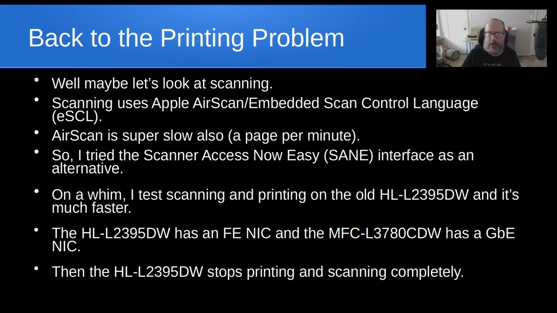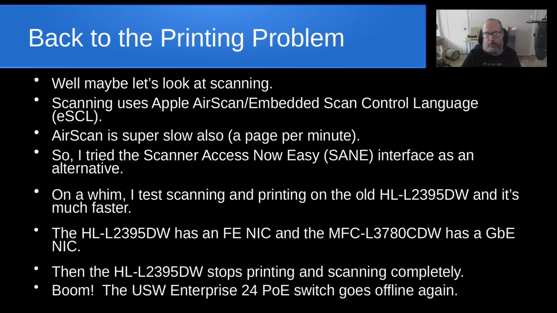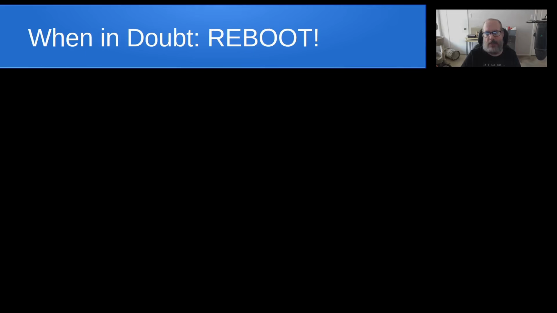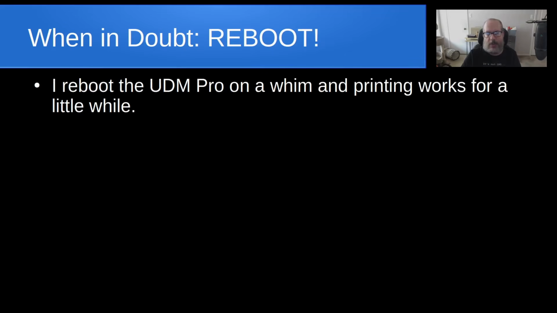So then the HL2395DW stops printing and stops scanning completely. So boom, the USW Enterprise 24 PoE switch goes offline again, even after having swapped out the two SFP Plus modules. So now this is getting really interesting. So when in doubt, reboot, of course. So I reboot the UDM Pro on a whim, and printing works for a little while.